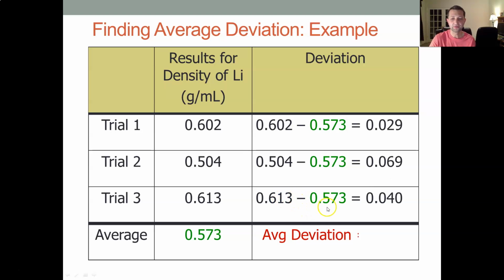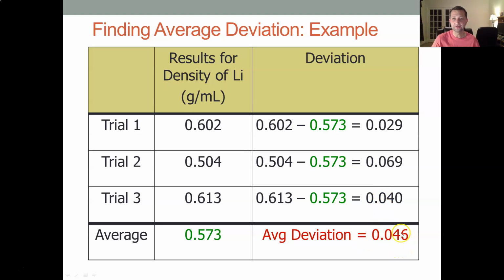Last one, 0.613 minus 0.573 gives you 0.040, again, 3 decimal places. These are your 3 deviations, okay? So you want to figure those out, and now we want to find our average deviation. Average those 3 numbers together, and you get 0.046. 2 sig figs. The answer goes to 2 sig figs.